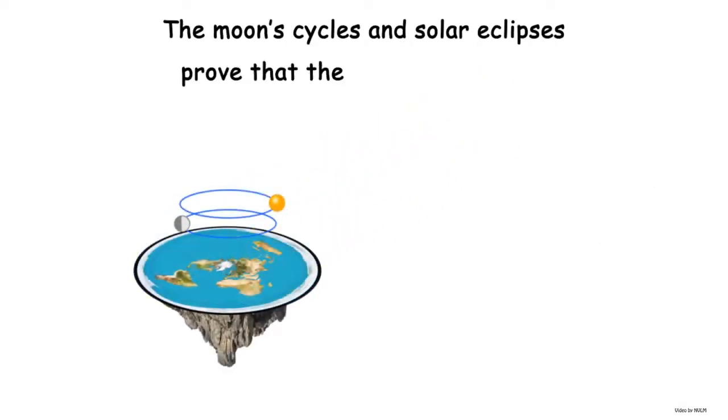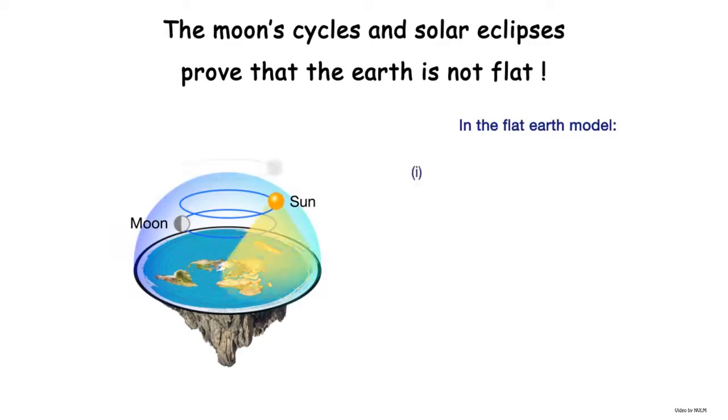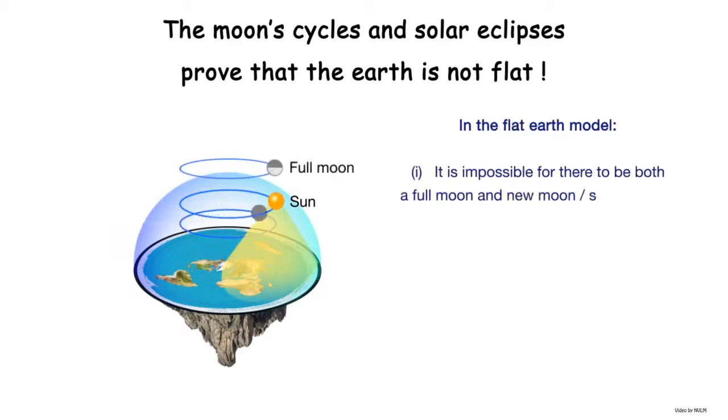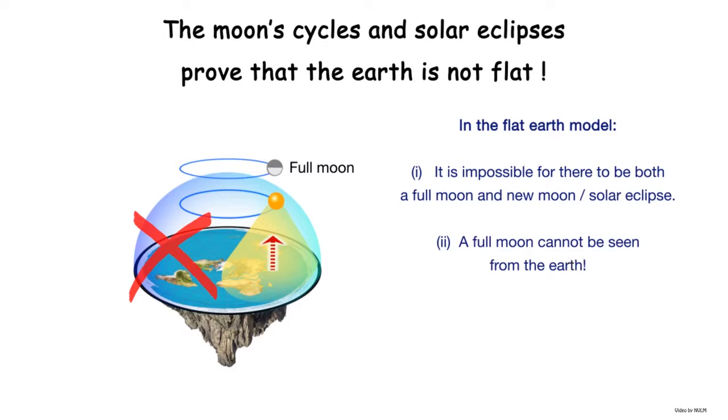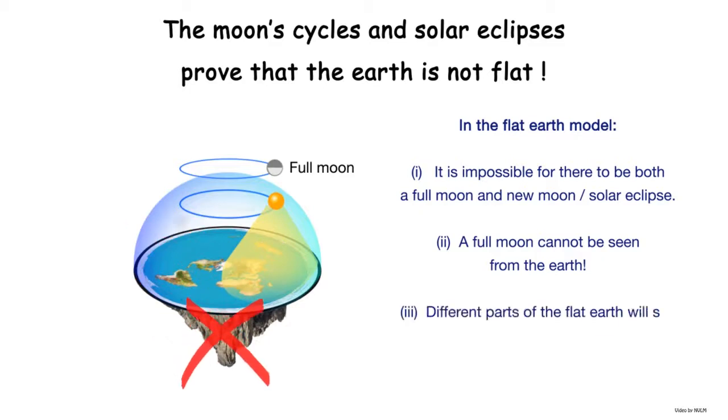Solar eclipses prove that the Earth is not flat. The Sun and Moon travel in regular orbits around the Earth. Therefore, in the flat Earth model, it is impossible for there to be both a full moon as well as a new moon or solar eclipse, as the Moon cannot be in an orbit that is both above and below the Sun. Also, you cannot see the full Moon from the Earth as the Sun is in the way. In addition, different parts of the flat Earth will see different moon phases at the same time, which is crazy and wrong.